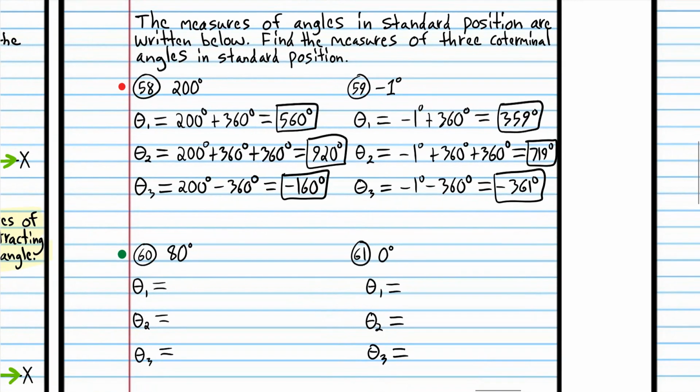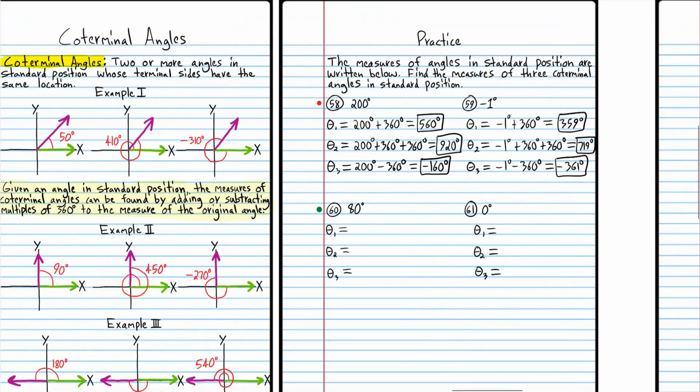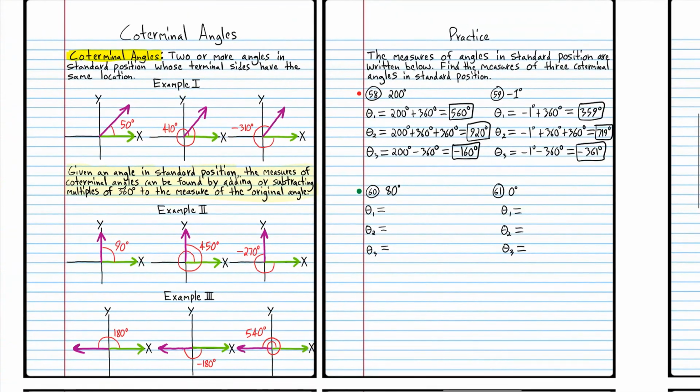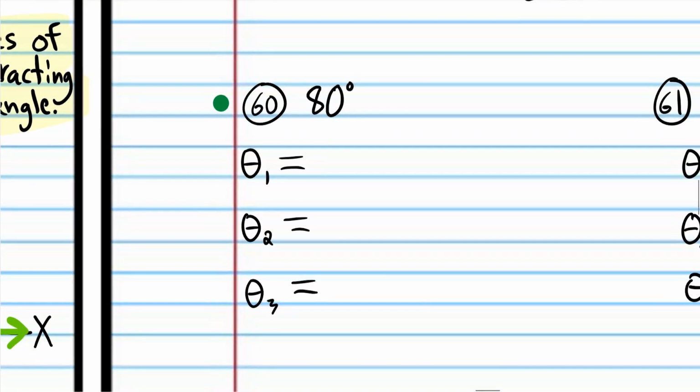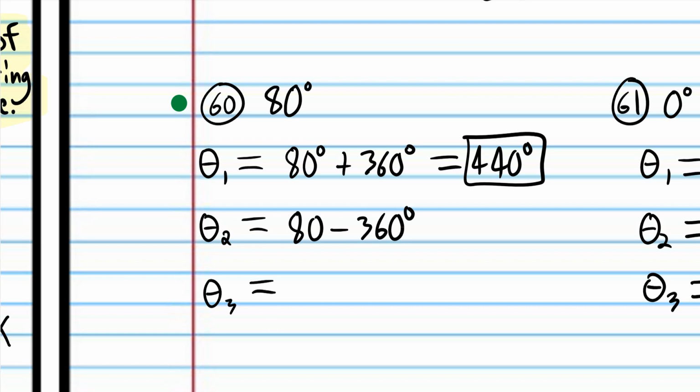I want you to try number 60, and when you come back we'll do it together. Alright, we're back, so we're going to take our angle and add 360 degrees, and we get 440. Then I'm going to take our angle and subtract 360.